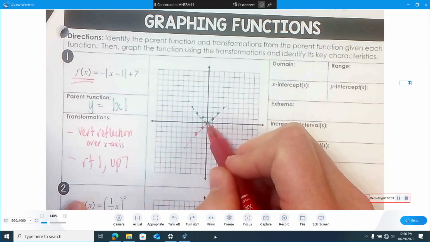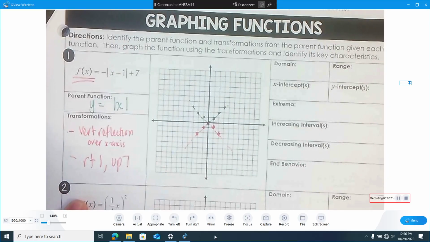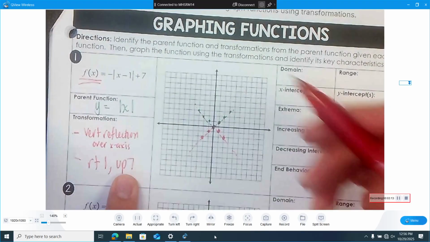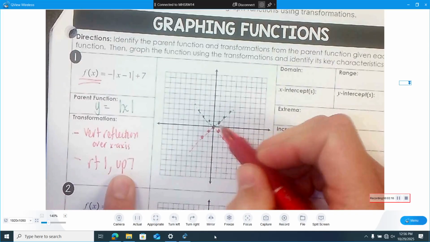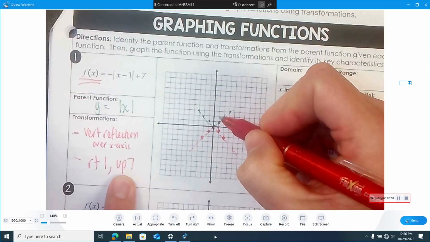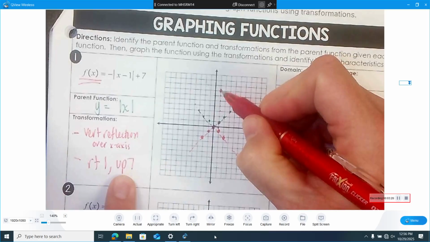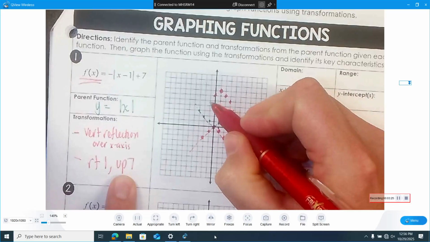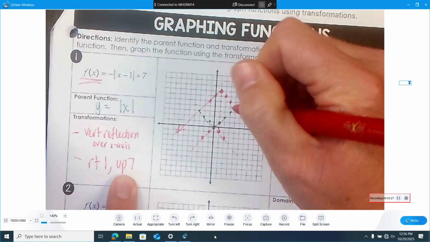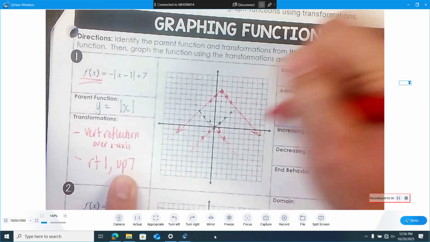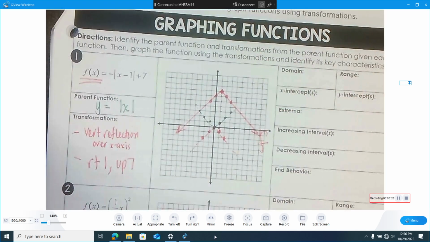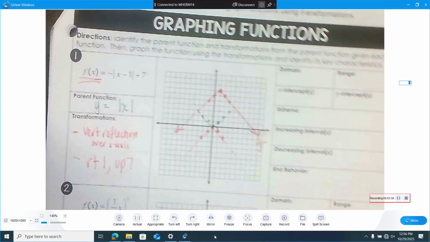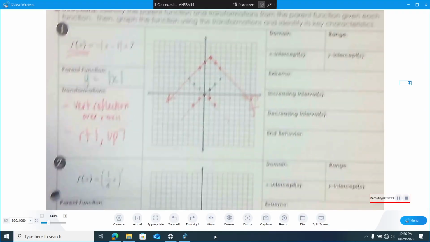And now I can take my flipped upside down graph and shift it right 1 and up 7. So I'm going to take my vertex point here. I'm going to go right 1 and up 1, 2, 3, 4, 5, 6, 7. There we are. And then I can put my other few points there to graph it fully. So there is our function f. All right. I don't really want to talk about the rest of this stuff right now, so I don't think that's necessary.